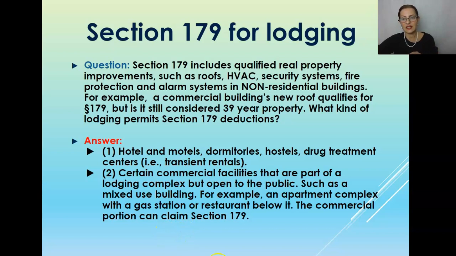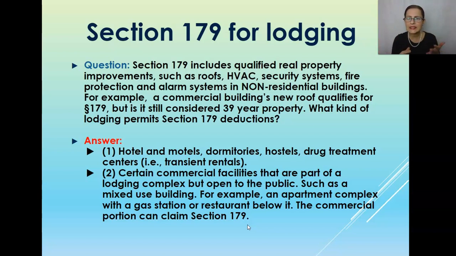Section 179 qualified real property only applies to certain types of improvements. It includes roofs, HVAC, which is heating and air conditioning, security systems, fire protection, so we're talking about sprinklers, those little metal things that come down from the roof if there's a fire, and alarm systems in non-residential buildings.